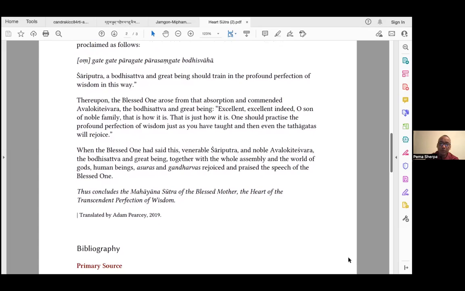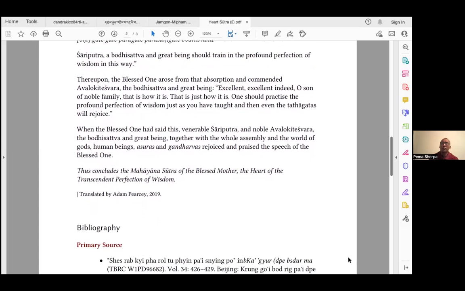When the Blessed One had said this, Venerable Shariputra and noble Avalokiteshvara, the Bodhisattva and great being, together with the whole assembly and the world of gods, human beings, asuras, and gandharvas, rejoiced and praised the speech of the Blessed One. Thus concludes the Mahayana Sutra, The Blessed Mother, the Heart of the Transcendent Perfection of Wisdom.